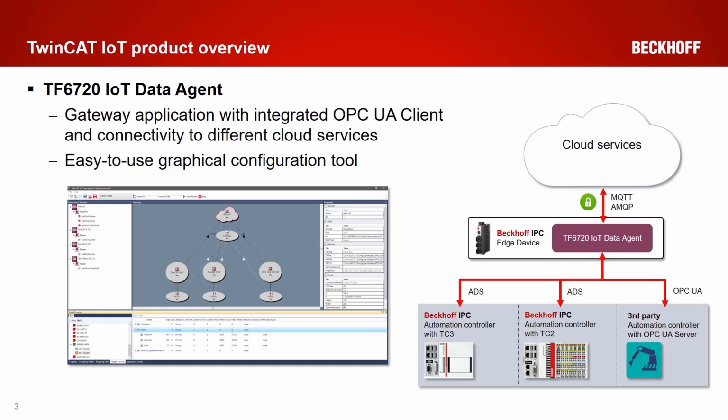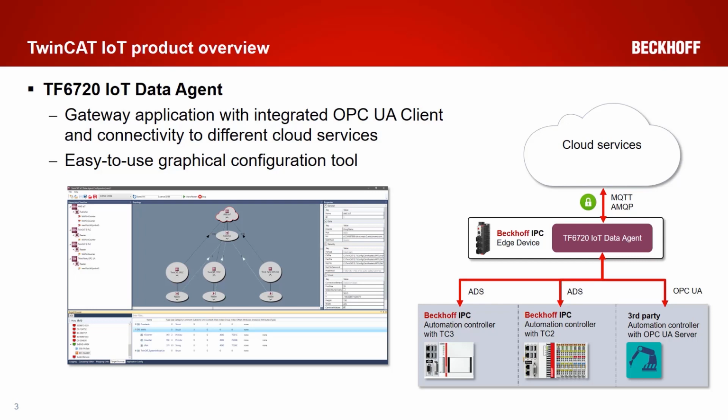The IoT data agent also has an OPC UA client integrated, so that you can also connect to third-party devices, to third-party OPC UA servers. So if you have, for example, an S7 1500 in your network, you can use the IoT data agent to connect to that controller and read or write data to that OPC UA server. The IoT data agent, as I said, is a gateway application which is typically installed on an edge PC, on an edge device in front of your machine controller. So you can also use it in a retrofit scenario if you want to enhance your existing machine controller with cloud connectivity, for example.